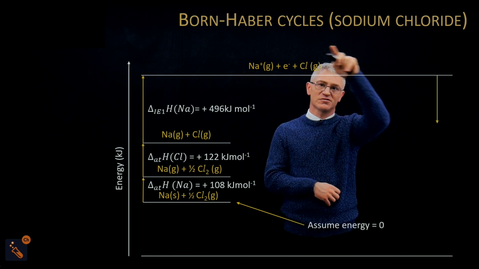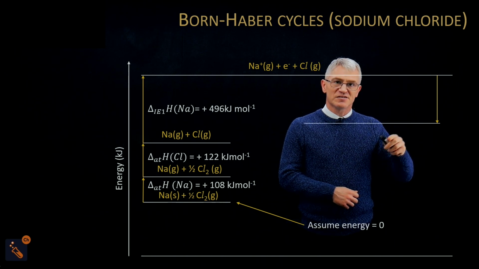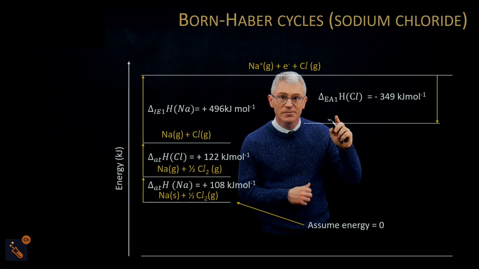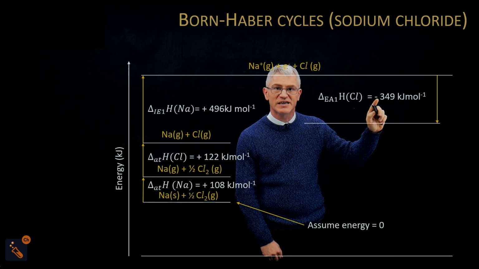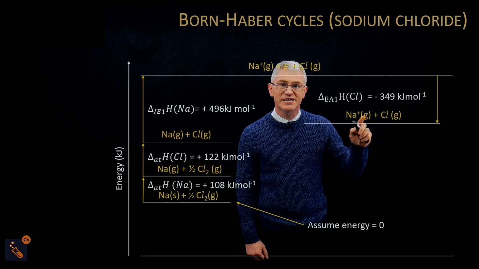And imagine it like a circle like this. So from that, we can then put in our electron affinity. And then you've got your electron affinity here, and the negative change arrow is pointing down. So we've got our gaseous ions.